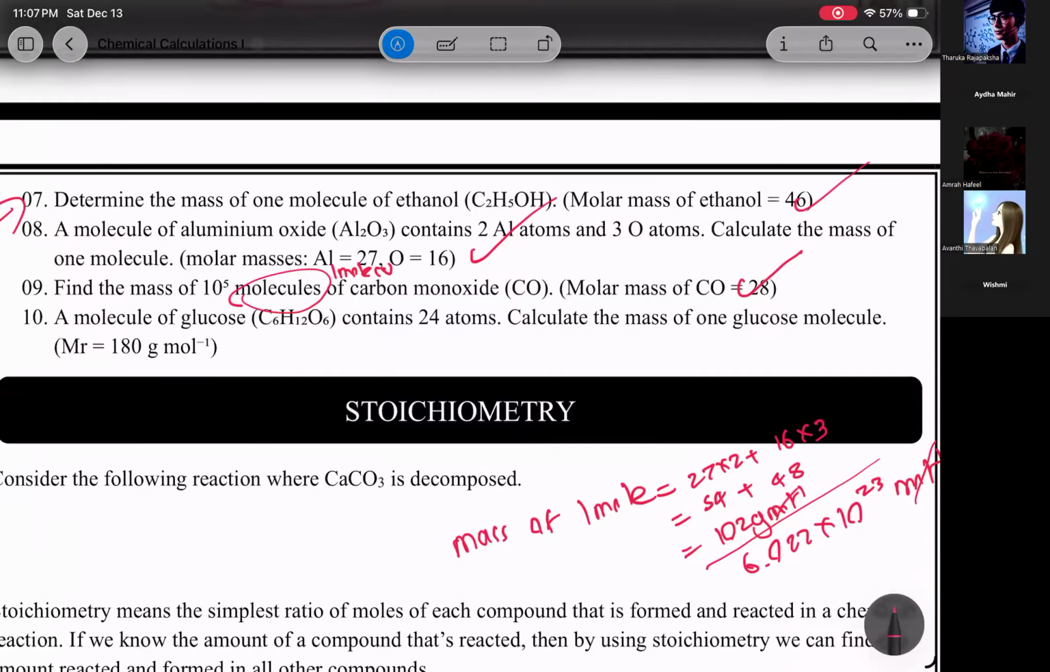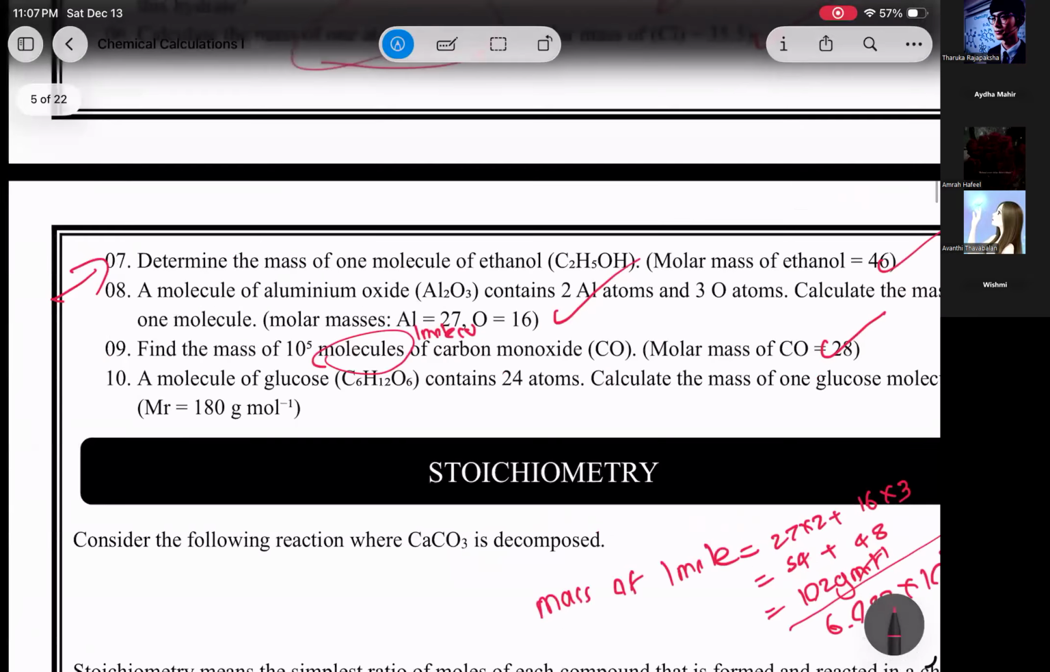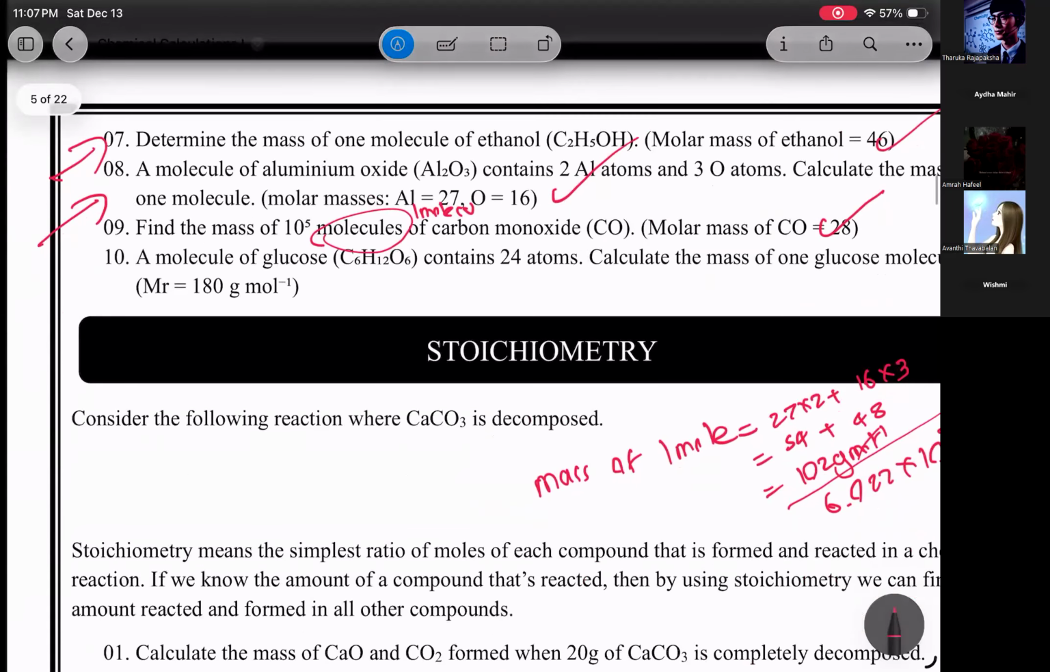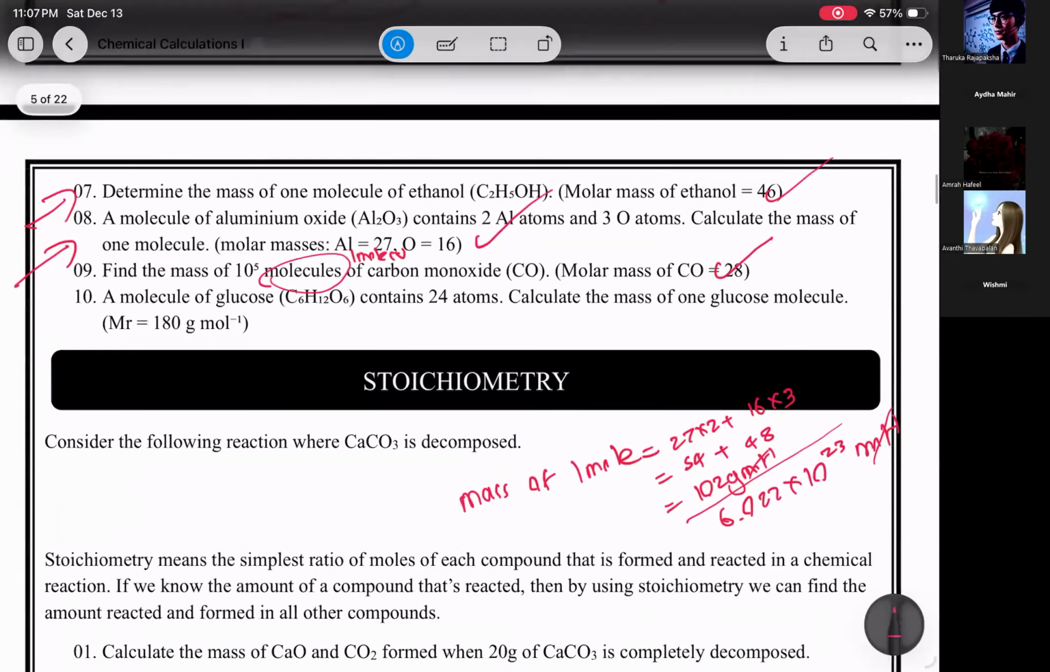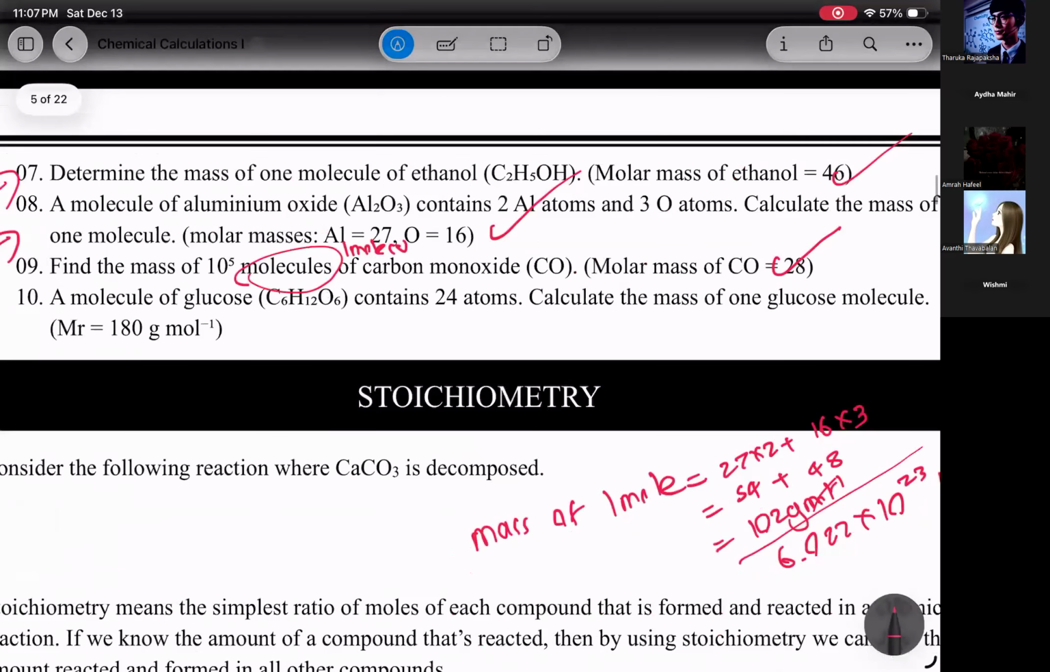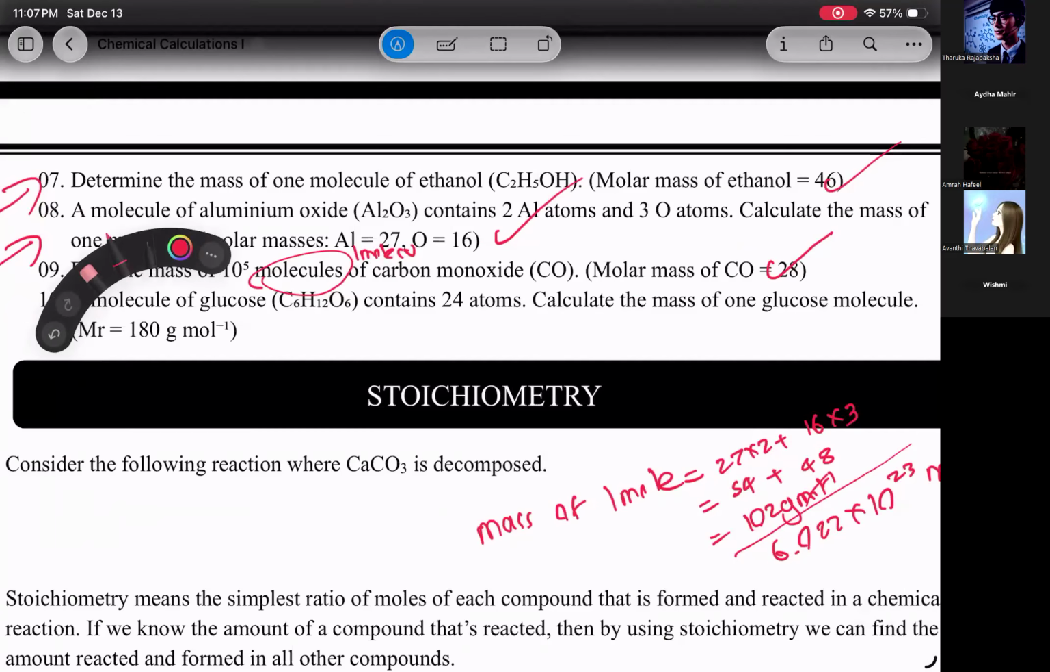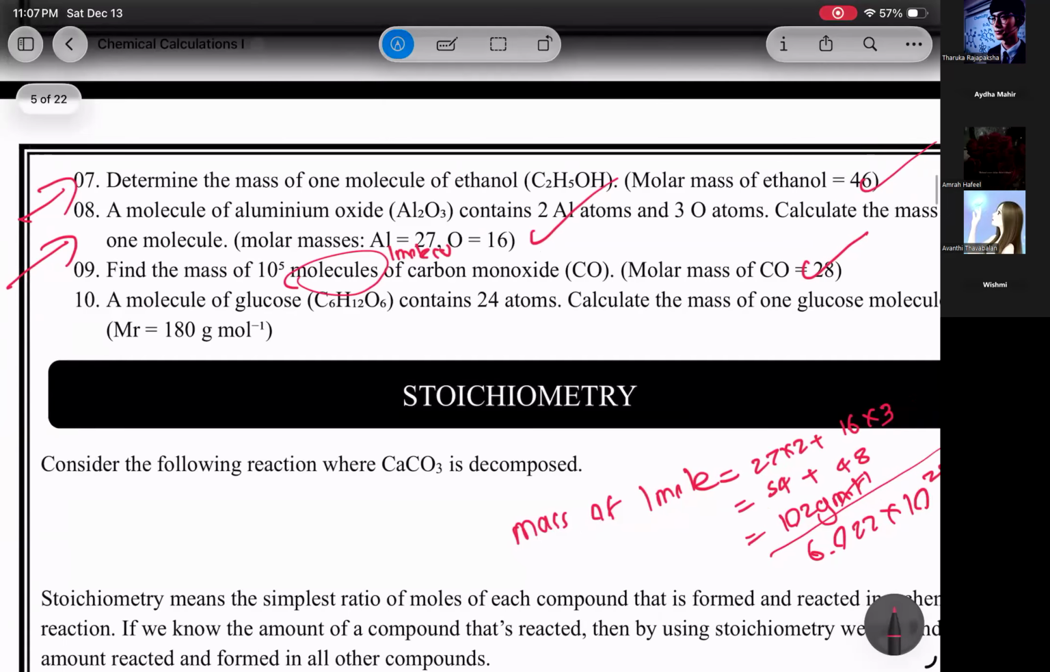Tenth one. A molecule of glucose contains 24 atoms. Calculate the mass of one glucose molecule. It's the same method just like the eighth one. These are beginner questions, people, at the beginning of the tute. Mass of one glucose molecule. Easy. You calculate the molar mass actually, but they have given it, so it's even easier now. So you divide by what? 6.022 × 10^23.